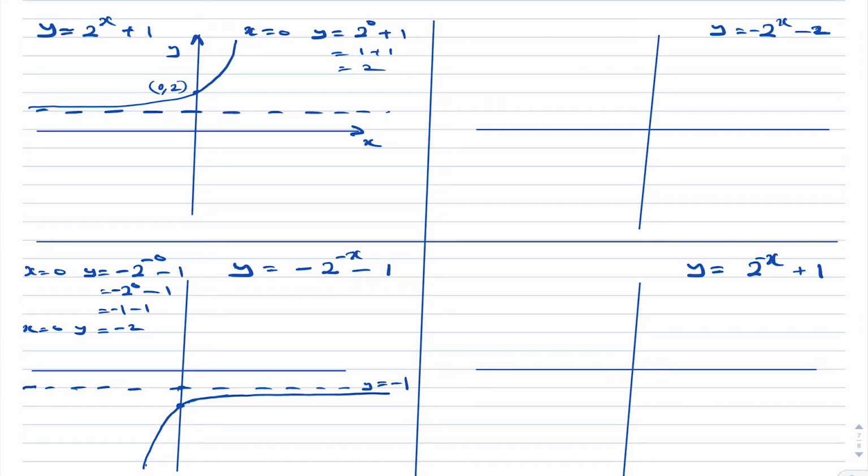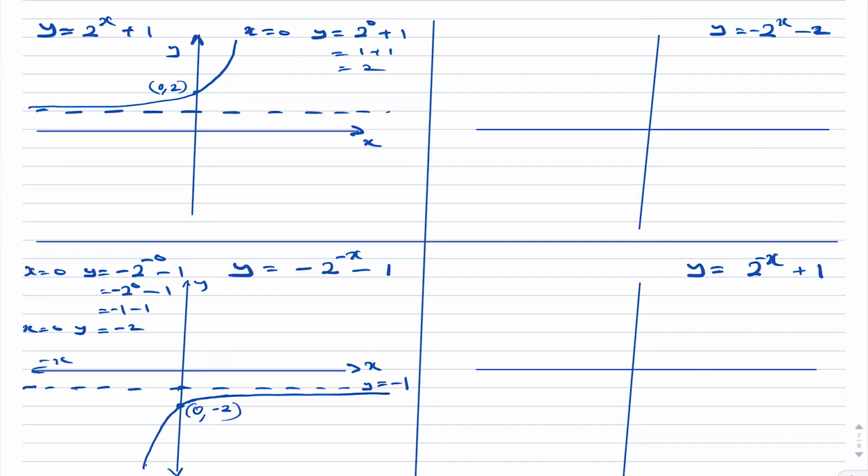So the coordinates here are x is 0, y is -2. So that's the point of interception on the y-axis. So that's -y, that's y, that's x, that's -x. So that's how you sketch that.